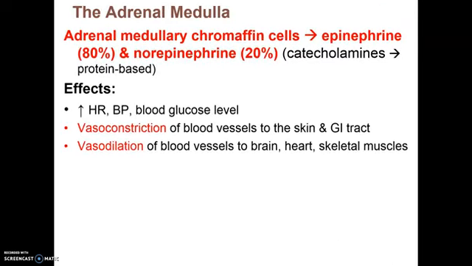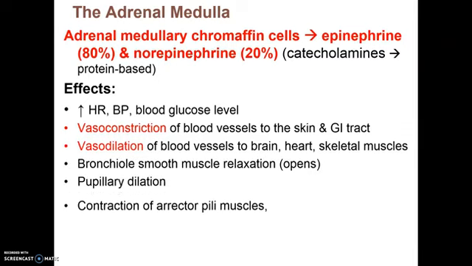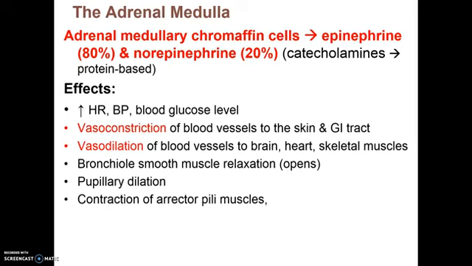Adrenal medulla, which is the central region of the adrenal gland, produces epinephrine and norepinephrine. These hormones increase heart rate, blood pressure, and blood glucose level. These hormones also cause vasoconstriction of the blood vessels, vasodilation of blood vessels to the brain, heart and skeletal muscle, pupillary dilation and the contraction of erector pili muscles.